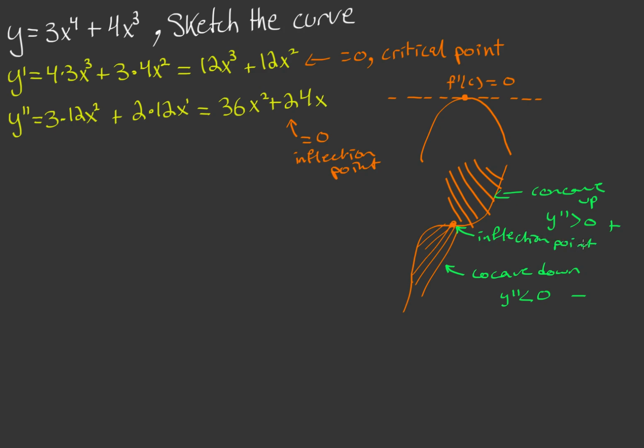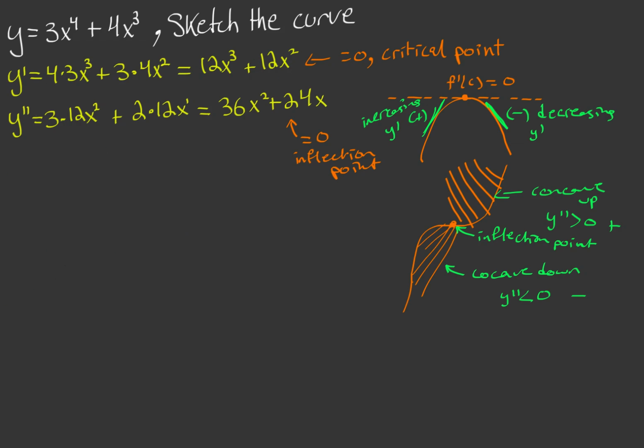And I think it's good to point out that when the slope is negative, the function is decreasing, and when our slope is positive, it's increasing. That's for our first derivative, y prime. This is important to note, because it will help us in our curve sketching.